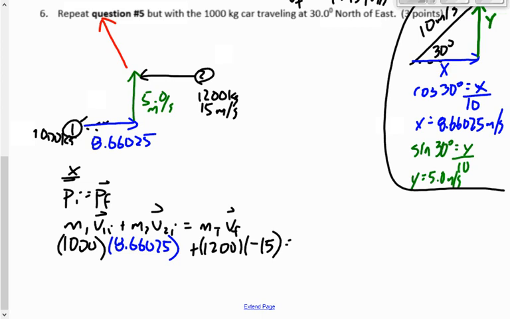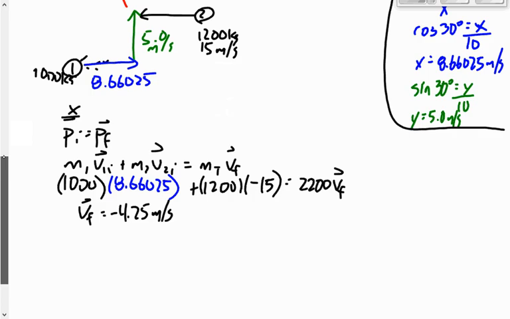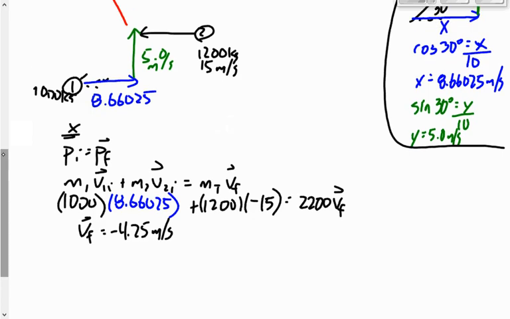The total mass is 2,200 kilograms. Solve for Vf there, and it works out to be negative 4.25. Good. I think it's good because most of you got that.